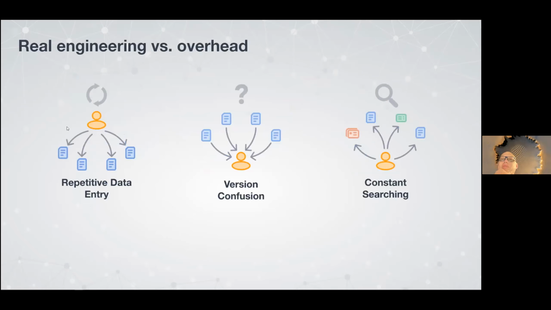So these are some quasi classifications of real engineering versus overhead. And I think Robert and I would argue that the organization's best use of their talent isn't doing this stuff, right? Repetitive data entry, version confusion, constant searching. These aren't the tasks that we want to be paying our engineering talent to spend their time on. I mean, some of it is unavoidable, but there's a quotient that develops here that starts to make it unreasonable.